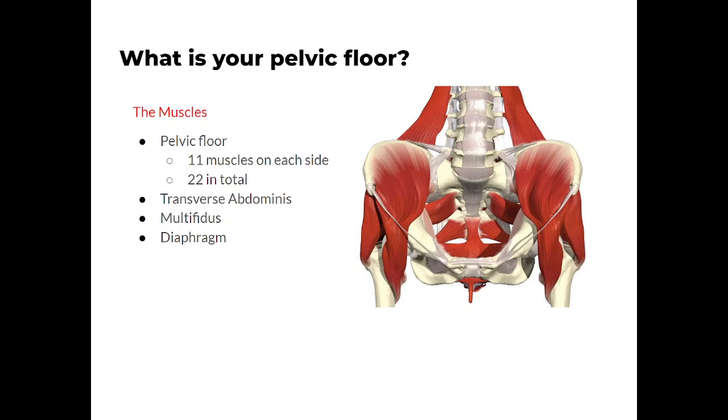And then another muscle we sometimes look at is your multifidus, which is the muscle that runs up and down your spine. It connects each of your spinal segments together. So we always want to make sure that those muscles are firing correctly. And then the last muscle is actually your diaphragm, which sits up really high. It's not shown in this picture.